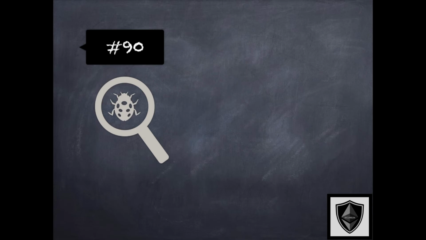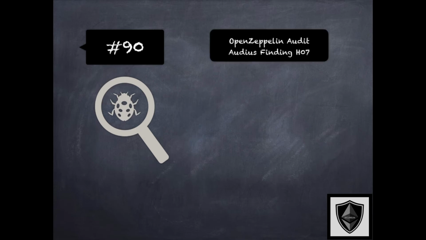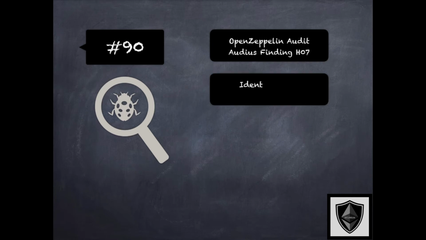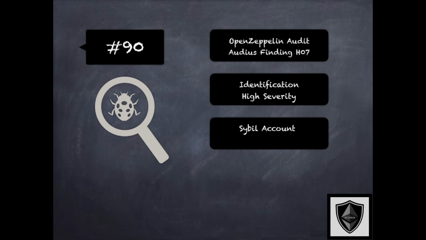90 is another finding from OpenZeppelin's audit of Audius, where it was a high severity finding related to identification, in which the quorum requirement could be bypassed with Sybil accounts. For context, while the final vote on a proposal was determined via a token-weighted vote, the quorum check in the evaluateProposalOutcome function could be bypassed by splitting one's tokens over multiple accounts and voting with each of those accounts.